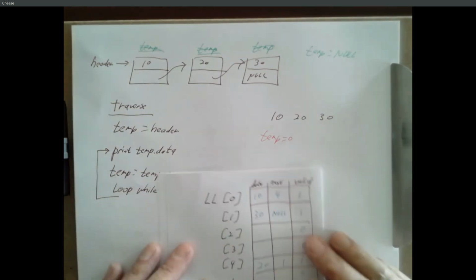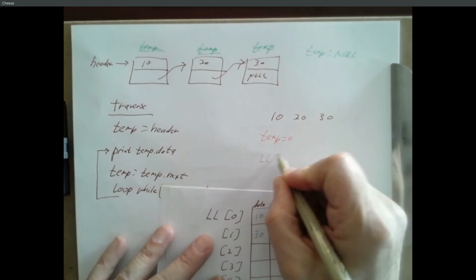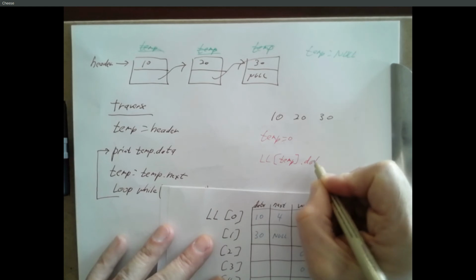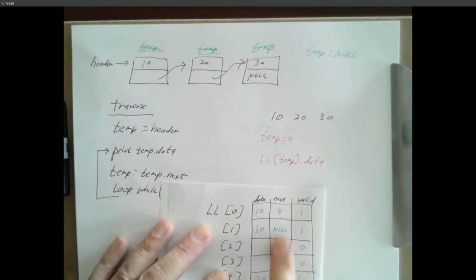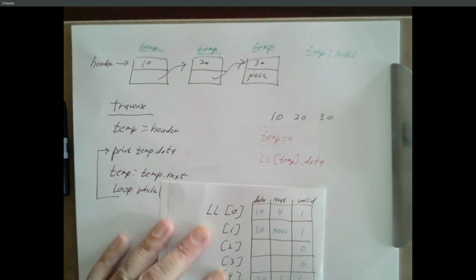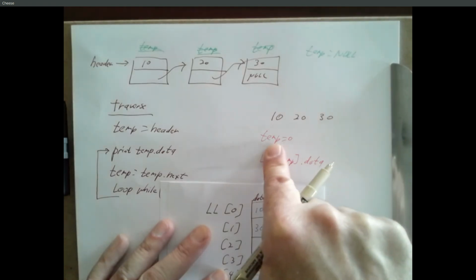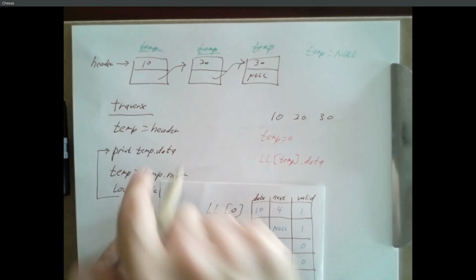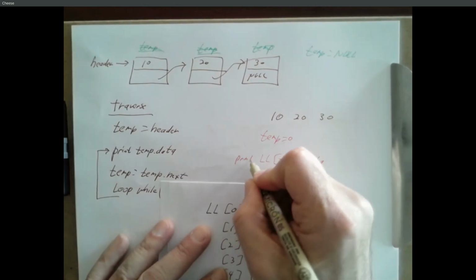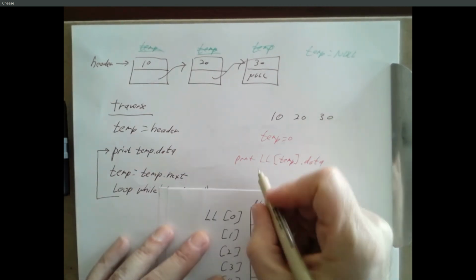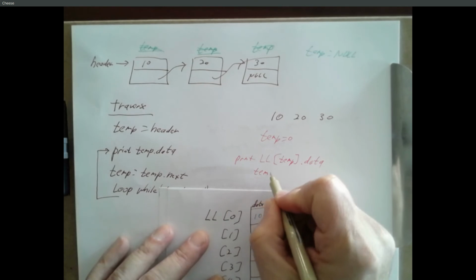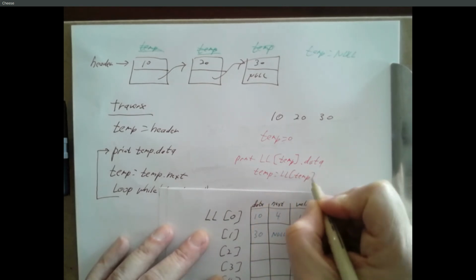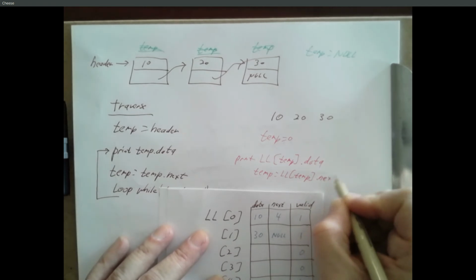And temp.data is actually linked list bracket temp dot data, right? Because linked list is the array containing our struct nodes. Temp is really an index in this array. So LL bracket temp dot data, that's what you want to print. And then to set temp equal to temp dot next, you're really doing temp equals LL bracket temp dot next.